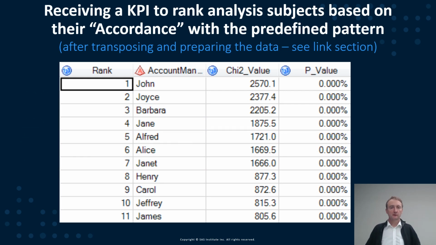This output table looks as follows. It allows us now to rank our account managers or our salespeople according to this chi-square value. A large chi-square value means that this person is quite far away from the assumed pattern. A lower chi-square value means that this person is closer to the assumed pattern. So in this chi-square column we receive a KPI which allows us to describe the accordance of an individual analysis subject, in this case the account manager, how close they are to what we predefine.